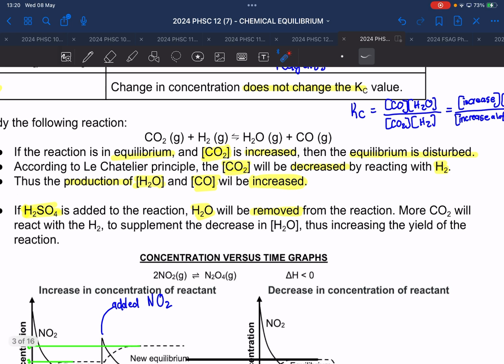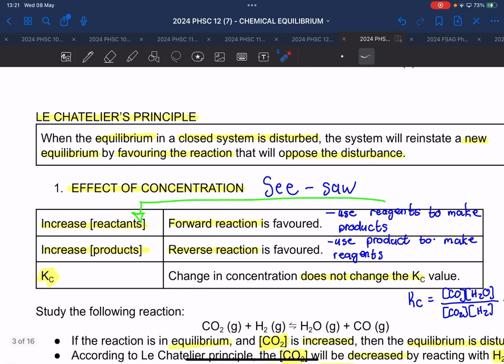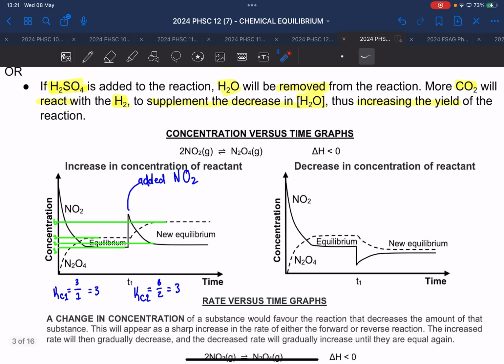So more CO2 will react with our hydrogen gas to supplement the decrease in the concentration of water, and we will increase the yield of the reaction. So we will increase our amount of products. If products are taken away, more products will be produced. So what's being added? Nothing is being added. We are decreasing the concentration of one of our products. Instead of an increase, we have a decrease. This is another thing that can happen.